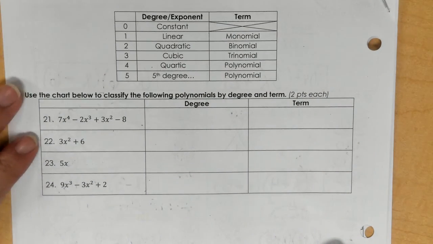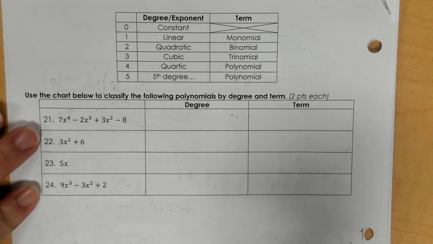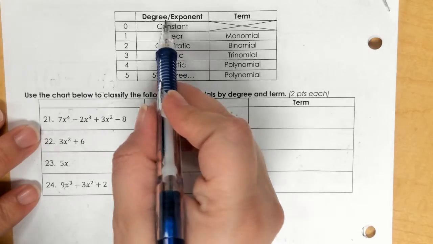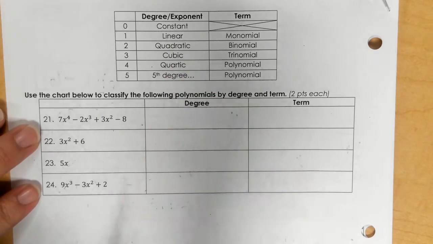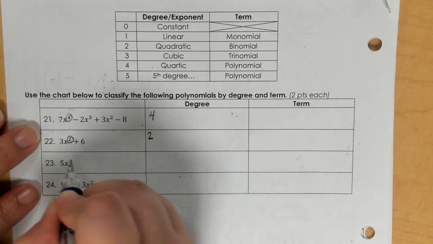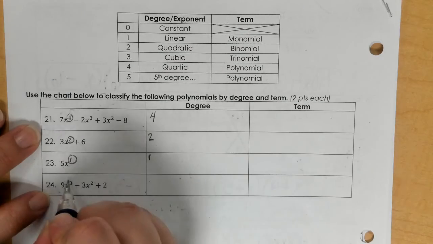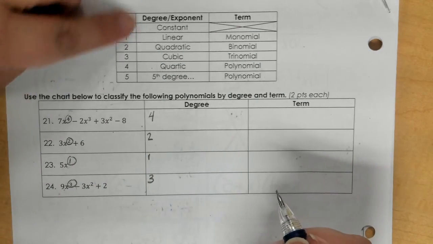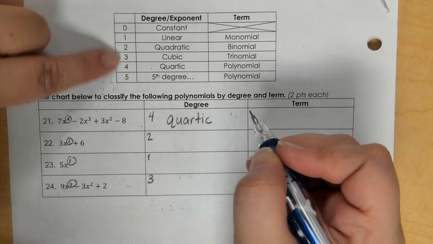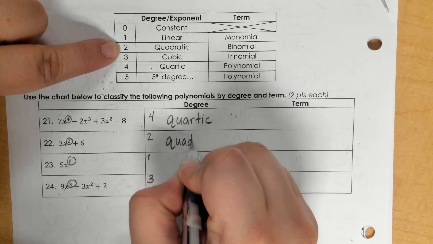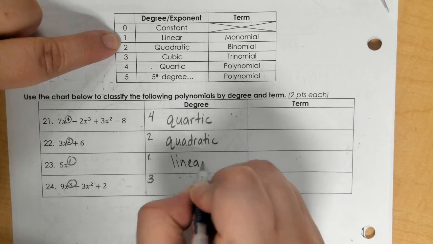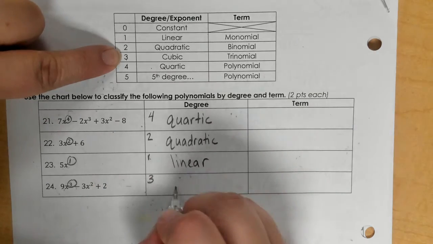For the last part here, 21, 22, 23, 24, we're just going to name this by degree and term. So if I look at degree, I'm looking at the exponent, which tells you right there. Degree is your exponent. My biggest exponent. So I'm looking at 4, a 2, 1, and a 3. So using degree, 4 is quartic, 2 is quadratic, 1 is linear, and lastly 3 is cubic.